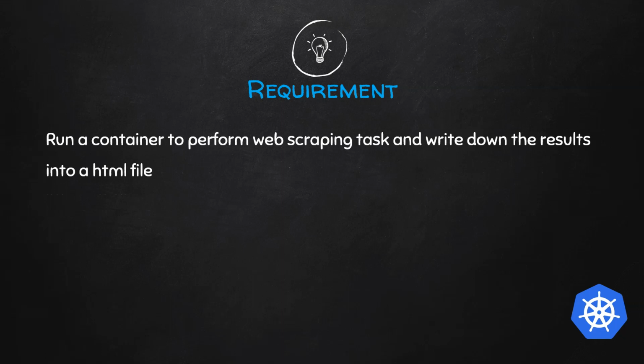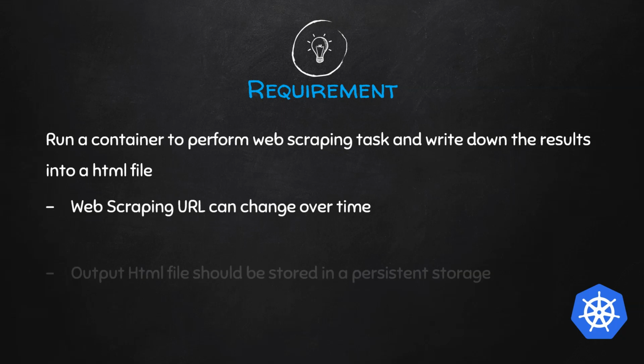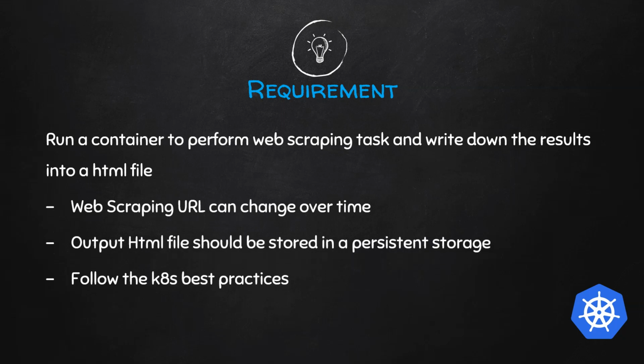So our task is to find a way in Kubernetes to grab the HTML of a given URL and store it in a file in such a way that it can be viewed later. Essentially, what I mean here is this file should remain available even if our program completes its execution.